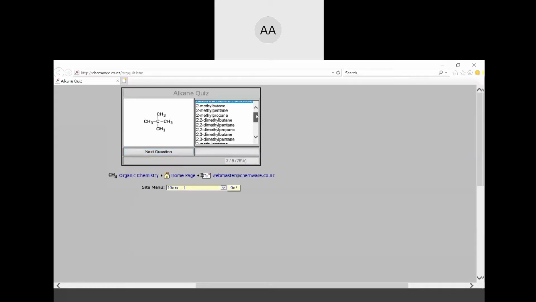We've got a branch coming off the central carbon atom. I'm not going to help you on this one. I can hear some answers coming through. Those people live with us today.